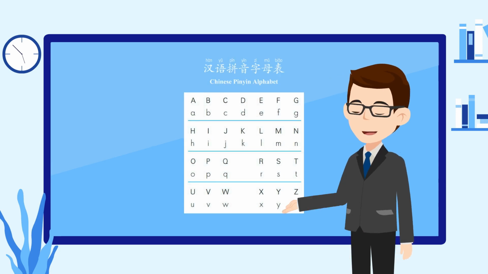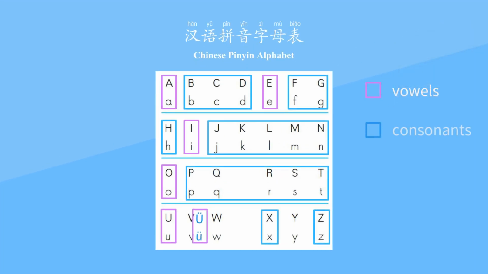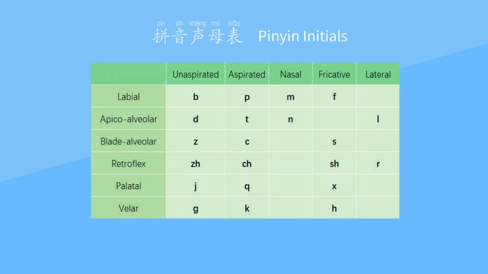There are 6 vowel letters in the phonetic alphabet, and the rest are consonant letters. Consonant letters make up the initials of Pinyin, and based on their pronunciation characteristics, you can form a table like this. There are 21 initials. They are B, P, M, F, D, T, N, L, Z, C, S, ZH, CH, SH, R, J, Q, X, G, K, H. We will practice the pronunciation of initials later on.